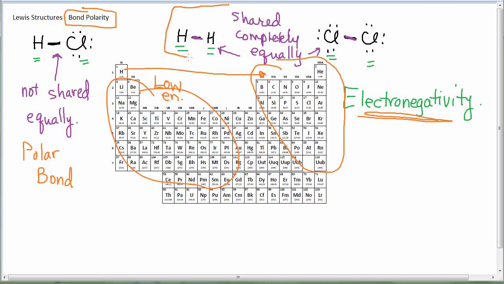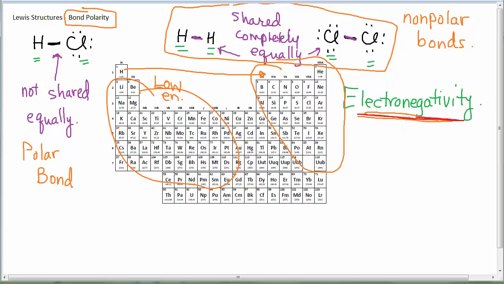In bonds where the electrons are shared completely equally, we call those bonds nonpolar. A nonpolar bond is a bond where the electrons are shared completely equally. A polar bond is where the electrons are not shared completely equally. The property that distinguishes whether or not they are shared equally is called electronegativity, and what we see on the periodic table, if we look at trends, is we see an increase in electronegativity as we move toward fluorine. Fluorine is the most electronegative atom.